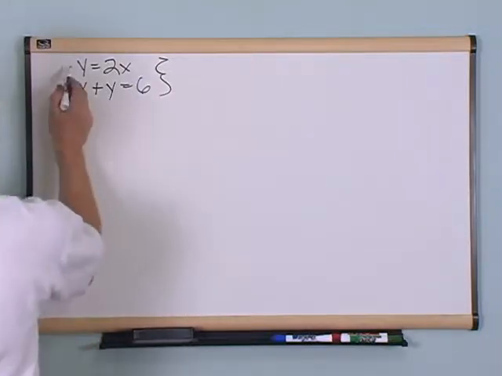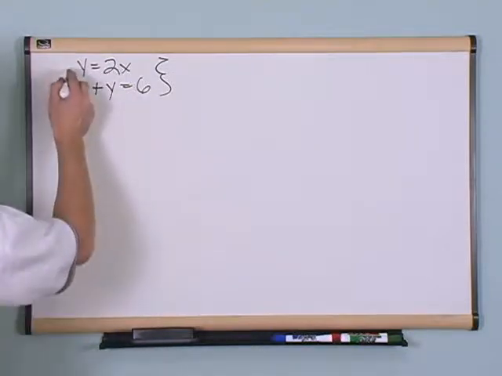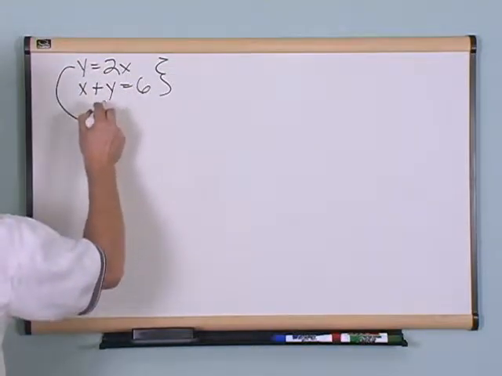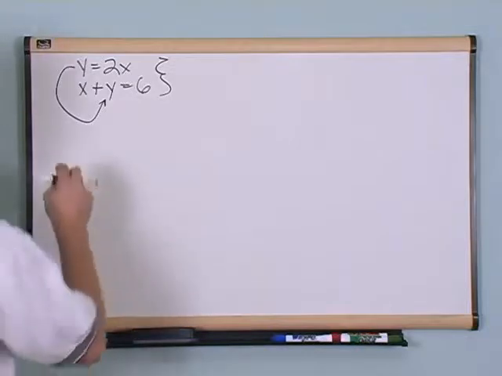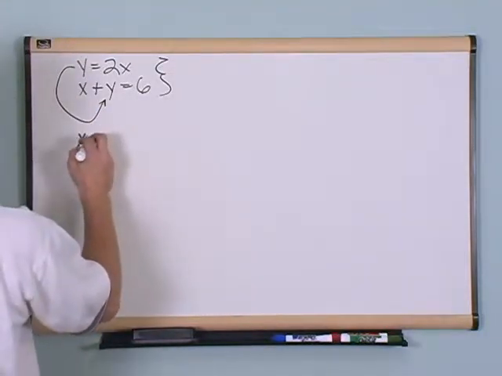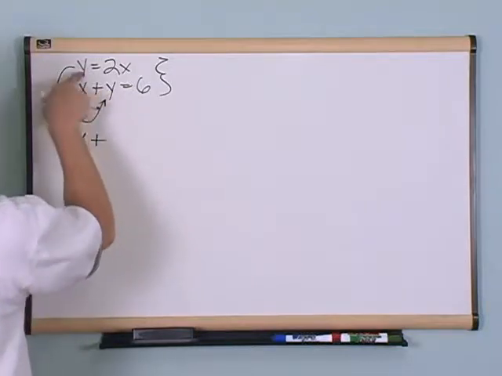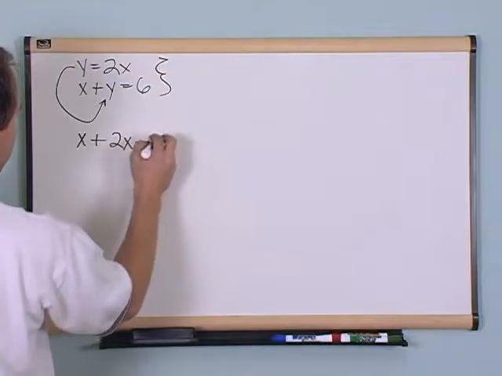What I'm going to do is take the first equation, which says y is equal to 2x, and plug it into that second equation, into this spot for y, and then I'm going to go from there, and you'll see where we go. So let's do that. Using the second equation, x plus y, but remember y is just equal to 2x, so I'm going to put a 2x here, equals 6.